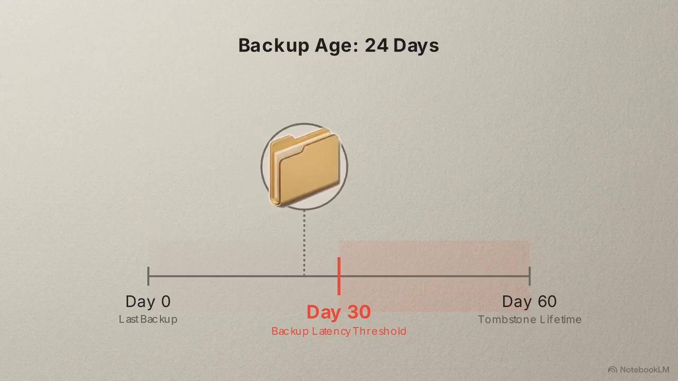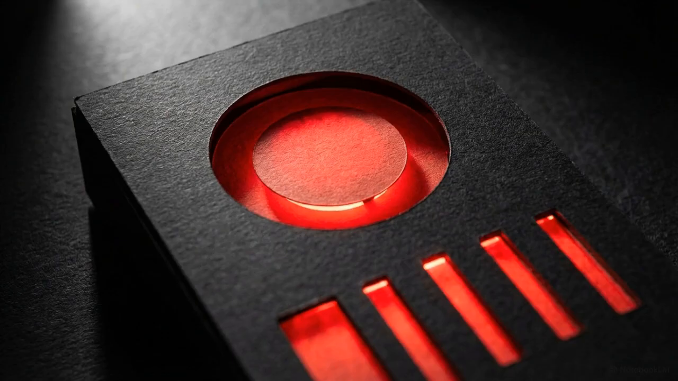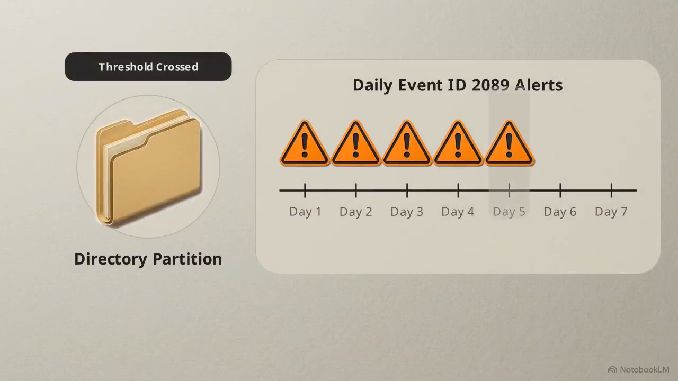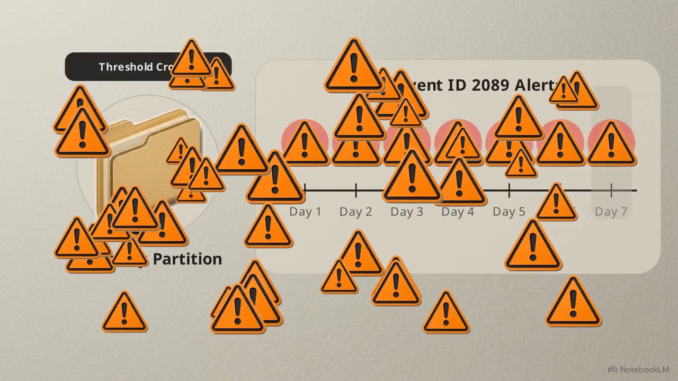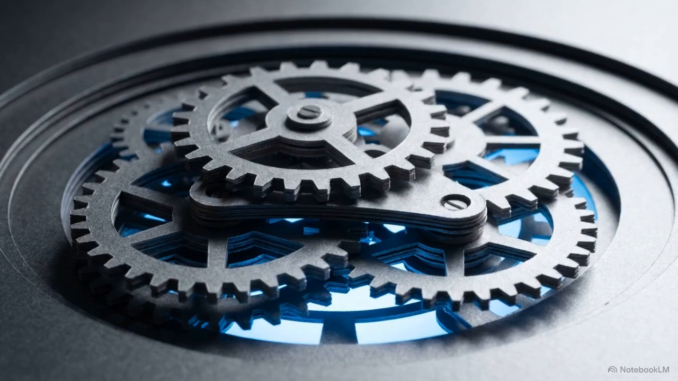If a directory partition goes entirely unbacked up past this critical halfway mark, the system fires a specific warning, Event ID 2089, into the directory service event log. This event will trigger every single day until a successful backup is completed. It is a glaring, unavoidable alert designed for infrastructure teams. System backups must be executed at a drastically higher frequency than this halfway warning to ensure viable, safe restoration points exist when disasters occur.